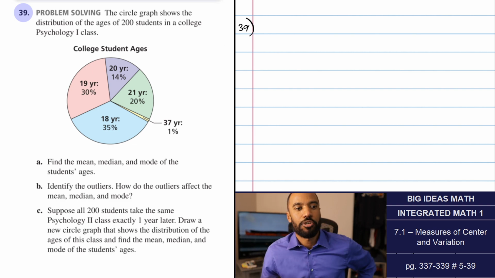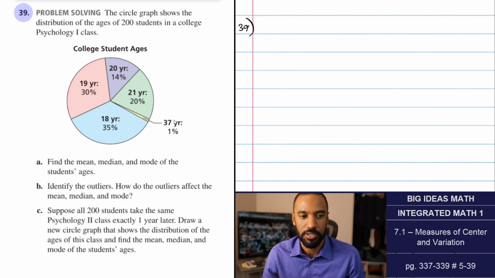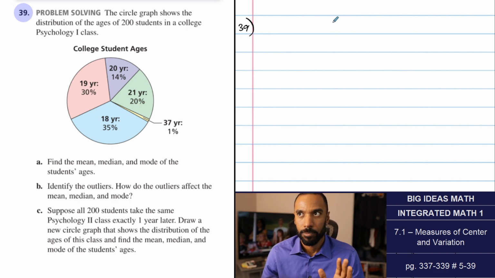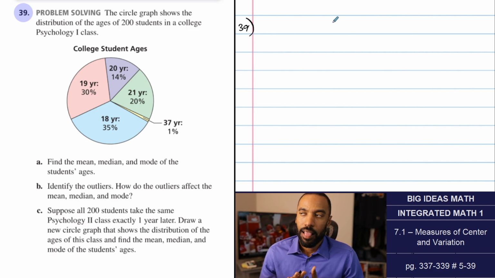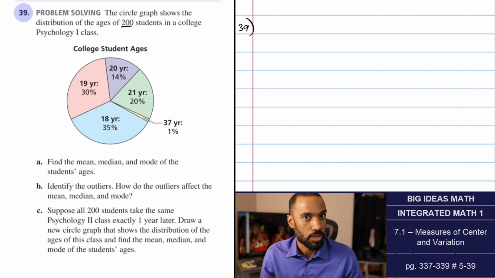The circle graph shows the distribution of the ages of 200 students in a college psychology 1 class. There is a 37-year-old, or at least 1% of them are 37. Majority of them are 18 and 19. Find the mean, median, and mode of the students' ages. Okay. The tricky bit, 200. I didn't see this. The tricky bit for this is, you got to figure out how many students there are of each of them, right?